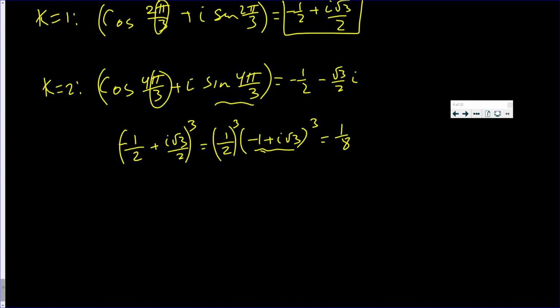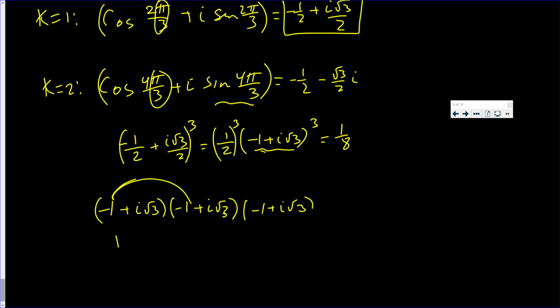Let us see what we get. Negative 1 plus I times square root of 3. I'm going to multiply it by itself 2 times. Actually, let me write down all 3 times. That gives me 1. That takes away I square root of 3. This takes away another I square root of 3. And this, well, square root of 3 times square root of 3 is 3. So this is minus 3.